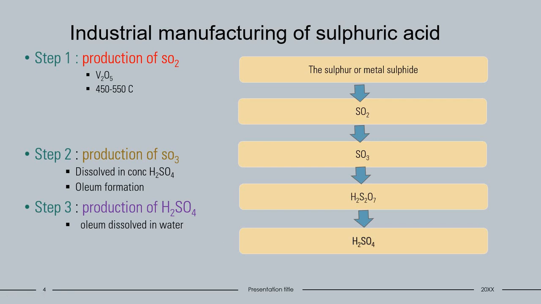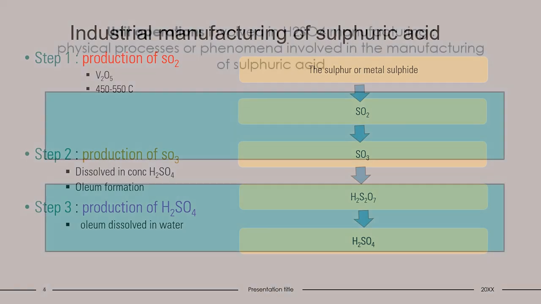So it was the whole process of sulfuric acid manufacturing. There is no rocket science in this process. It is simple: sulfur is burned in a sulfur burner and it produces sulfur dioxide, which is then oxidized in the presence of vanadium pentoxide catalyst at a temperature of 450 degrees Celsius to 550 degrees Celsius. The sulfur trioxide produced is then dissolved in pre-manufactured concentrated sulfuric acid to form pyrosulfuric acid or oleum, which is then dissolved in water, or hydrated, to form sulfuric acid. So it was the whole process.